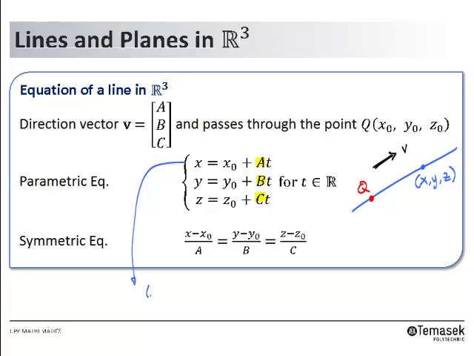Now we further notice that if a, b, c are non-zero, then we can rewrite, let's say, the first component. If I make t the subject, I will get x minus x0 over a. Similarly, for the third component, z, if I make t the subject, I will get z minus z0 over c. Now, if we do the same for the y component, we will get the symmetric equation for the line.